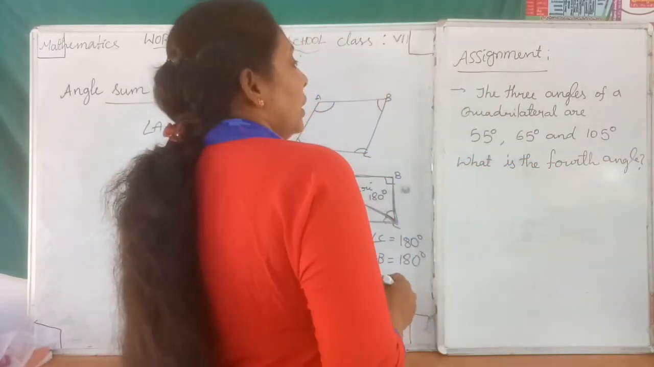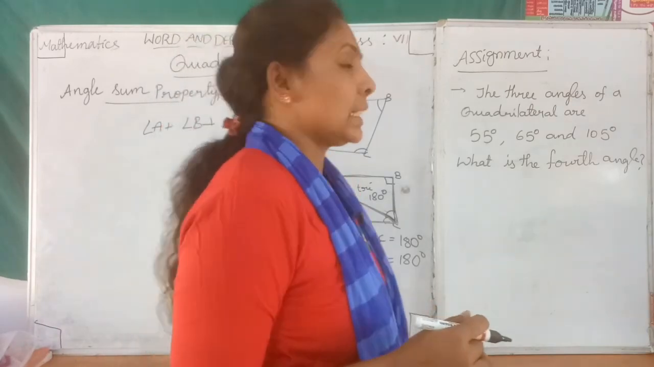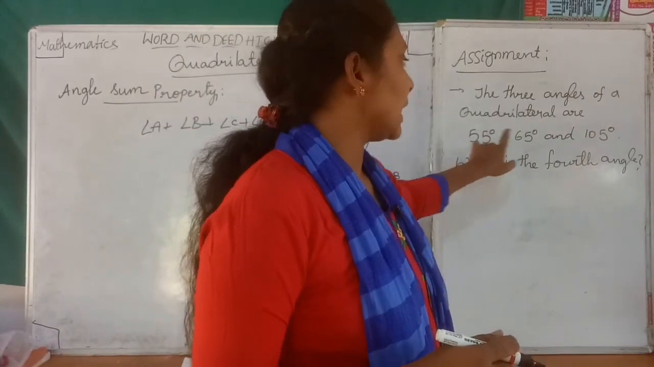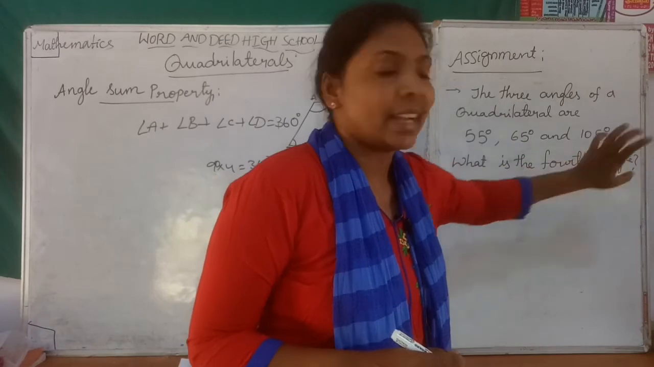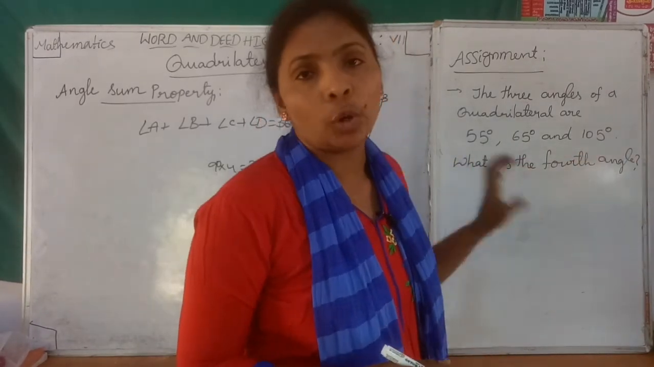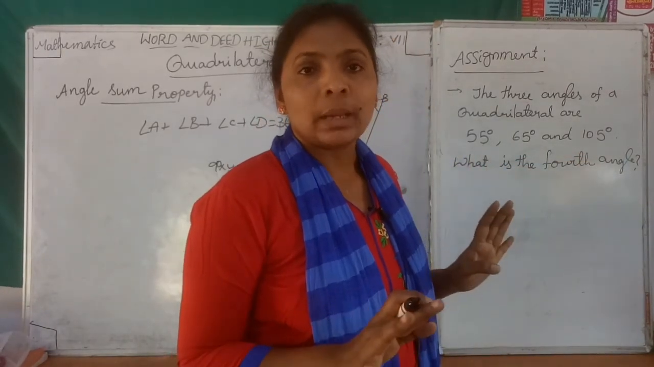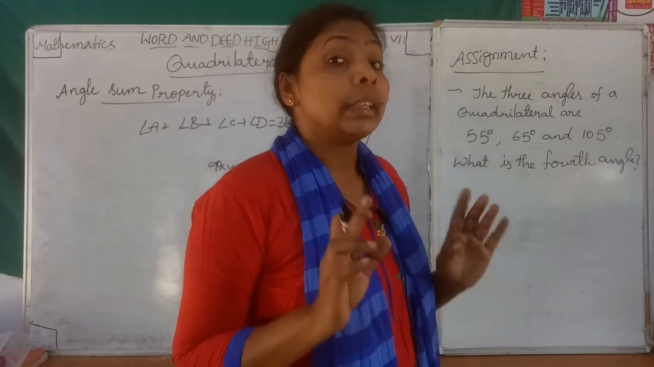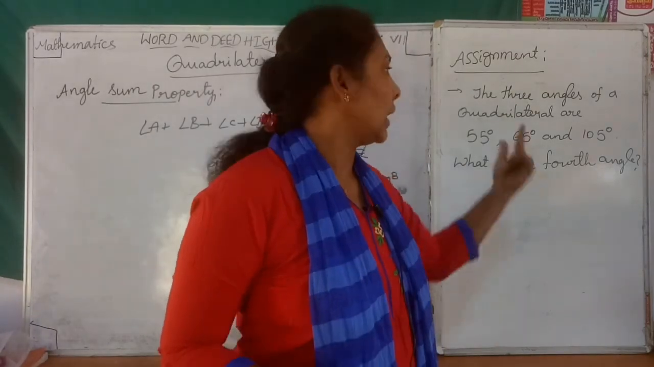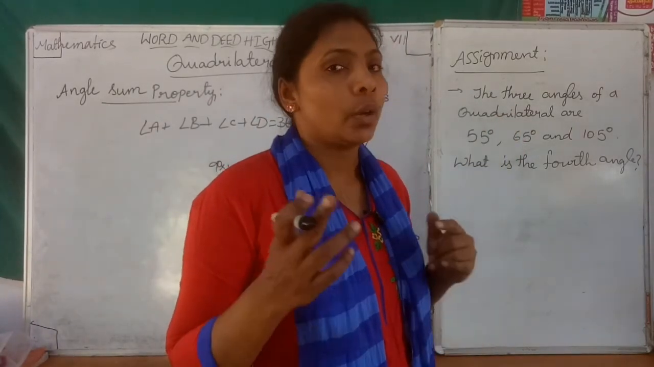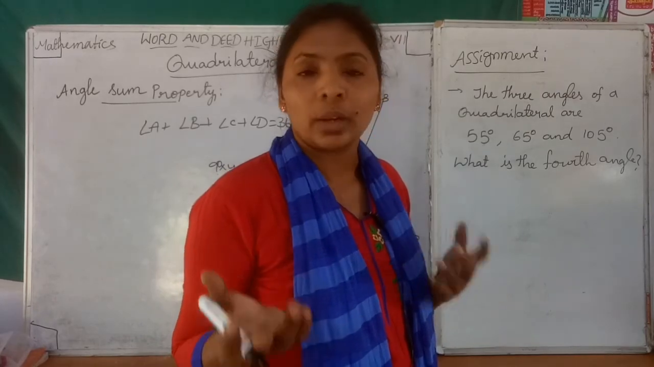Okay, so three of the angles of the quadrilateral they have given, children: 55 degrees, 65 degrees and 105 degrees. So, what is the fourth angle? You know, children, sum of the angles in a quadrilateral is 360 degrees. So, three angles they have given. How can you find out the fourth angle? Easily you can say, children.